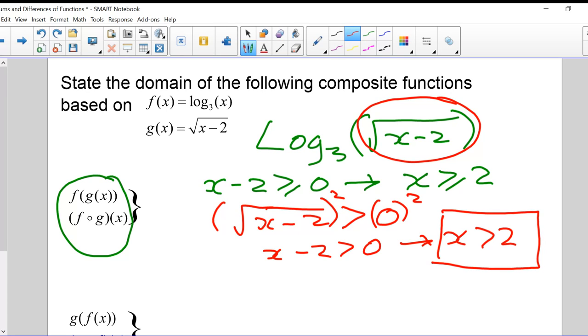If I were to draw this function, the f of the g of x function, you notice that it only goes from where x is greater than 2. It goes from 2, positive 2 onwards. Okay? All right. So I know that's a little bit more work than the first one, but I thought I'd make sure to go over that with you. So that takes care of the first one.